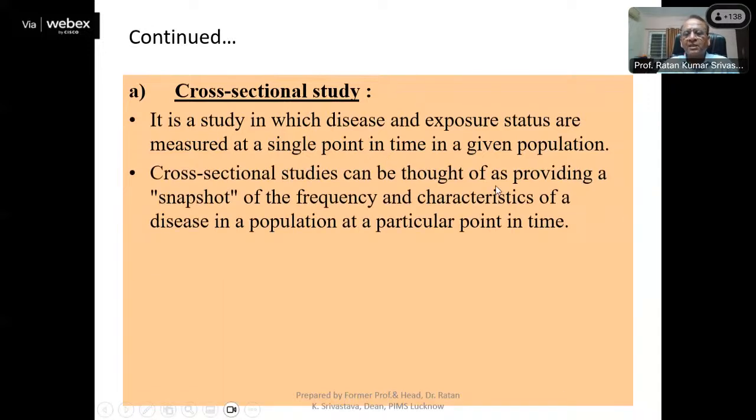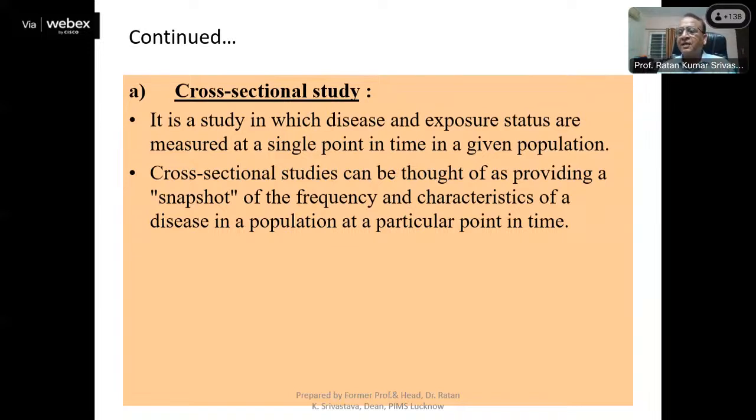Cross-sectional studies can be thought of as providing a snapshot. Like if you all, my students, all faculty members, sit in a lecture hall, and I take a camera and take a photograph, then somebody may be putting a hand like this, listening to my lecture. Somebody may be listening like this. Somebody may be taking a sip of a glass of water. What I want to say is, you will get a photograph in different postures. So we will say that at that point of time, you are sitting like that. So we call it a cross-sectional study. We study at only one point of time.